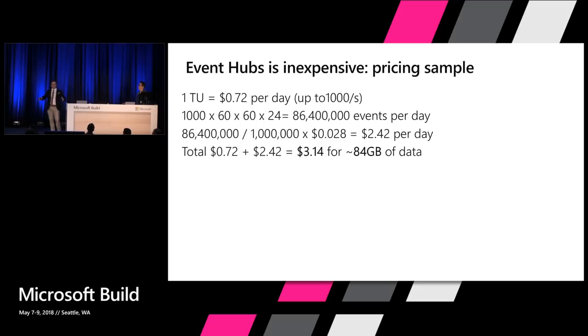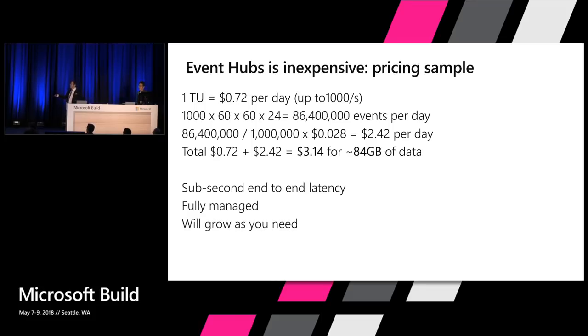And this model scales linearly. I don't have 86 million. I have 1 billion. You can do 1 billion events a day for $37. So a terabyte of sub-second triple replicated data. If you can find a cheaper, better, fully managed service anywhere, I'm not going to be offended if you use it. And it'll grow as you need it, which is kind of the other cool piece of this.